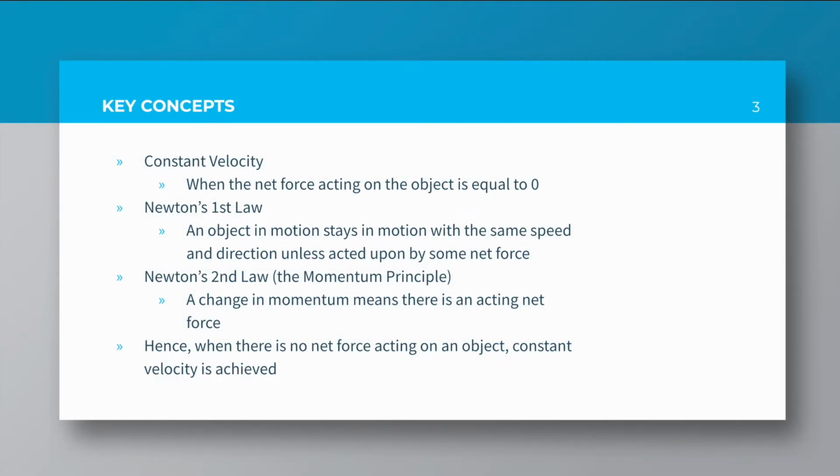So this lab investigates an object moving at constant velocity without changing direction, and for this to happen, the net force acting on the object, in this case the duster, must be equal to 0. Newton's first law states that unless acted upon by an external force, an object moving at constant velocity will continue to move at that velocity, and an object at rest will remain at rest. So these two laws are fundamental principles that I used in my experiment. Hence, when there is no net force acting on the object, constant velocity is achieved.